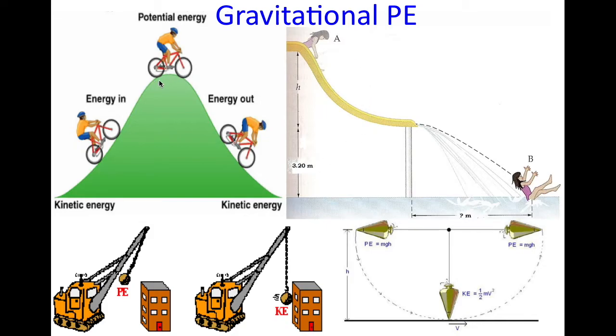This is the same as if it were at the top of a slide. So this is just showing you that, again, there is height, and because of this height, the object, be it a cyclist, a person at the top of a slide, a book that is going to be dropping down, anything with height will create the possibility for kinetic energy.